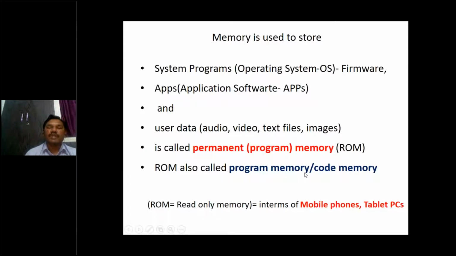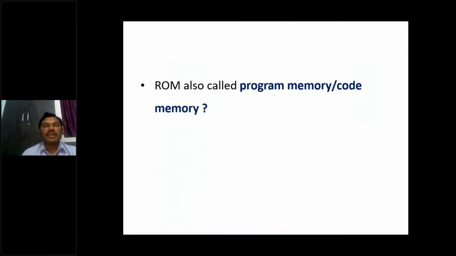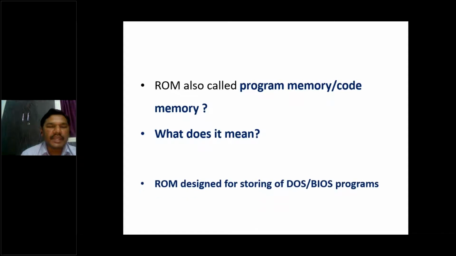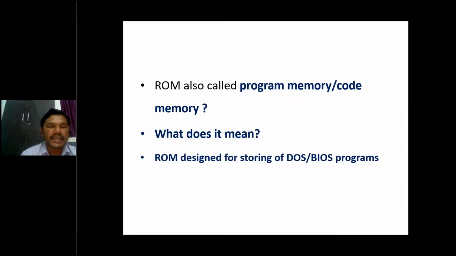ROM is also called program memory or code memory. It means in this memory we are storing our programs, software, system software or application software. That's why it is called program memory or code memory. ROM is the term used for mobile phones and tablets. Why is it called program memory or code memory? Because ROM is designed for storing DOS and BIOS programs. It means it is used to store DOS or BIOS programs.